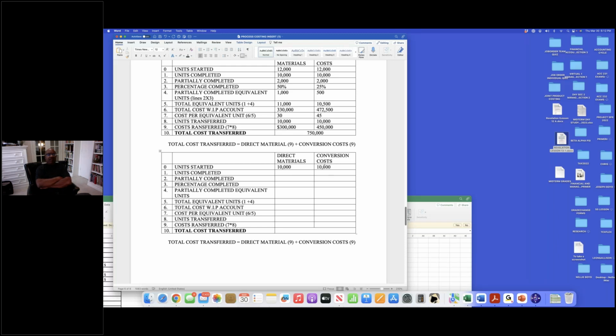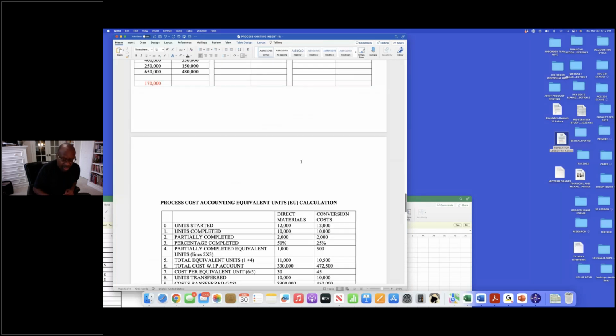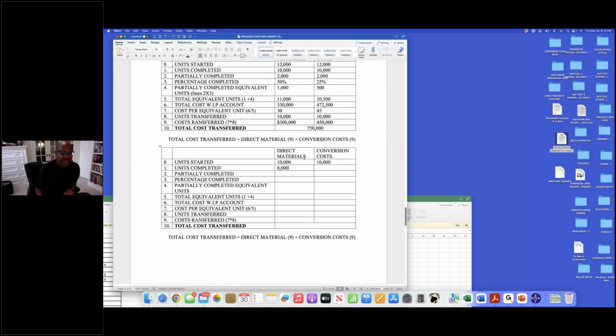It'd be like if work in process one is putting the engine in the car, and you don't put the engine in some of them, then you send it to work in process two. It's not going to work so well. Right. So 10,000. And how many were completed? It says 8,000. So that means 2,000 were partially completed, correct?